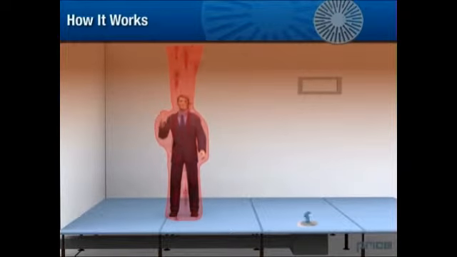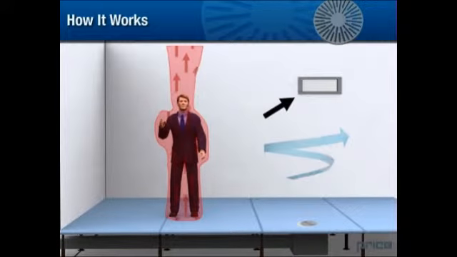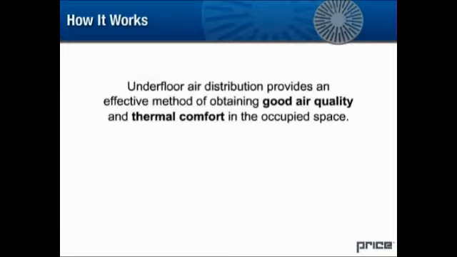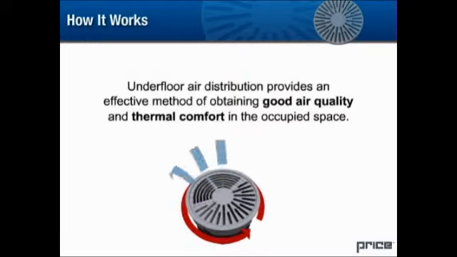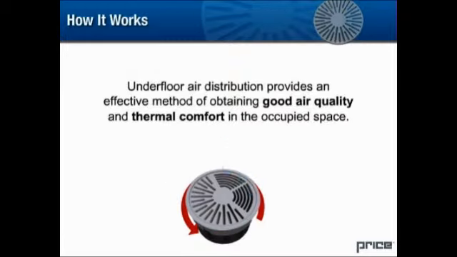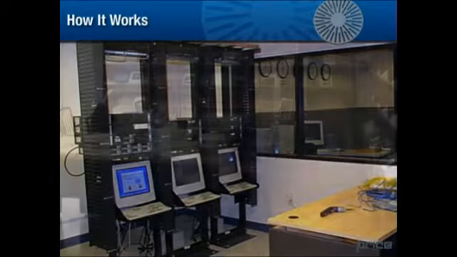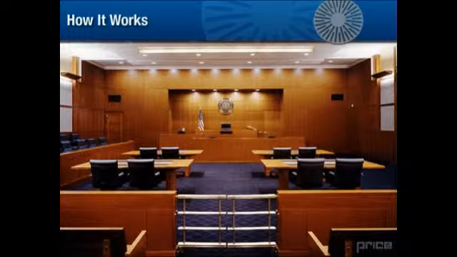Together with the room air, the pollutants are exhausted through the building return system located at high level in the space. Underfloor air distribution provides an effective method of obtaining good air quality and thermal comfort in the occupied space. It offers excellent occupant comfort by allowing occupants to control their local environment with adjustable diffusers, making it ideal for places such as office buildings, theaters, server rooms, libraries, and courtrooms, to name a few.